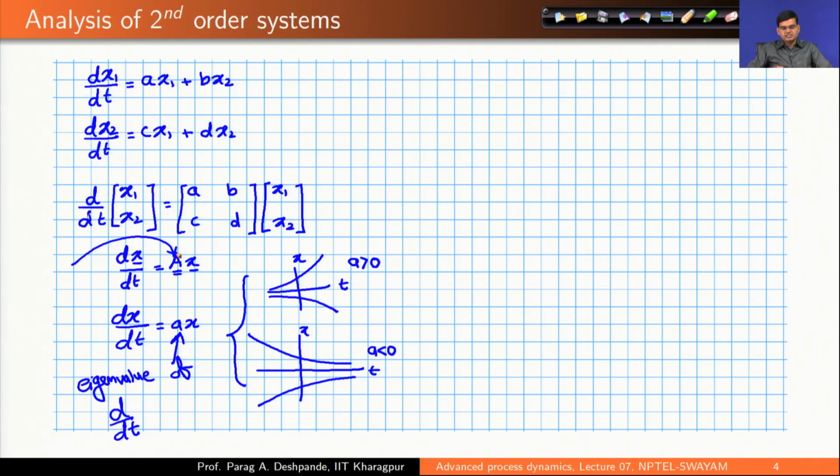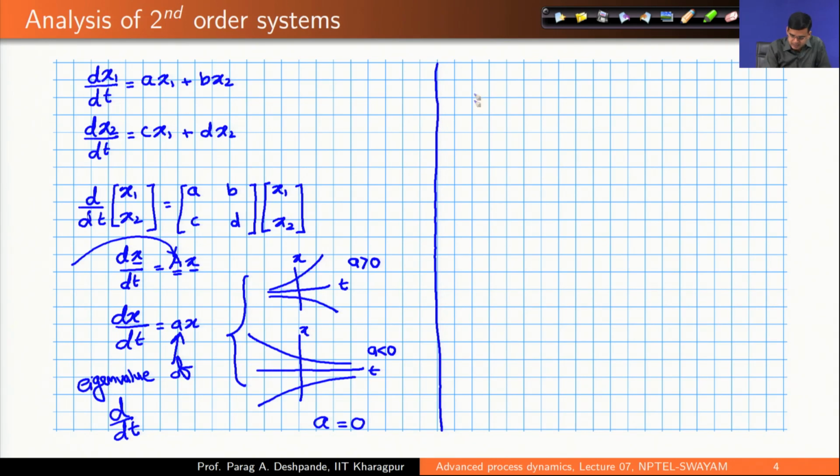In the previous case, the system had a bifurcation at A is equal to 0. So, the value of A, the sign of A determined the fate of the system. In case of second order systems, what I would need to do is, I would need to look into the eigenvalues, not simply A, but all the eigenvalues of the matrix A to determine the future of the system. So, let us focus on one of such cases.